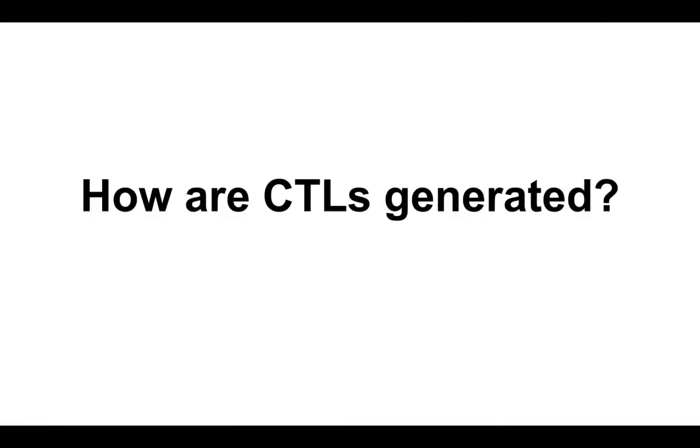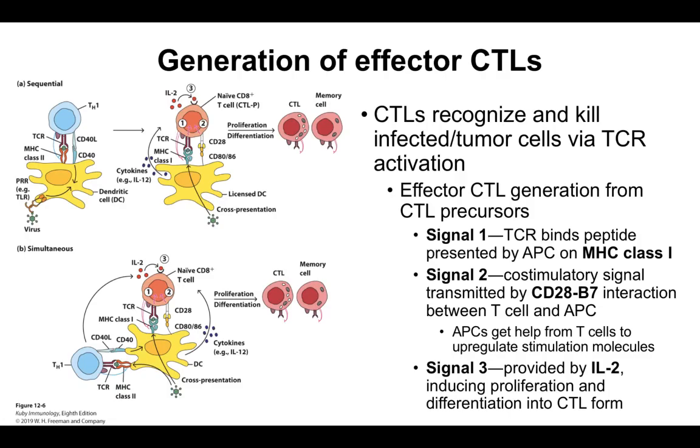How are CTLs generated? CTLs, those cytotoxic T lymphocytes, are made when they get three signals. Signal 1 through its T cell receptor binding antigen and MHC class 1. Signal 2 through the co-stimulation, the CD28 on the T cell binding to B7 molecules. And signal 3 from IL-2, which can come from T helper cells that are activated. And this can happen sequentially or simultaneously.